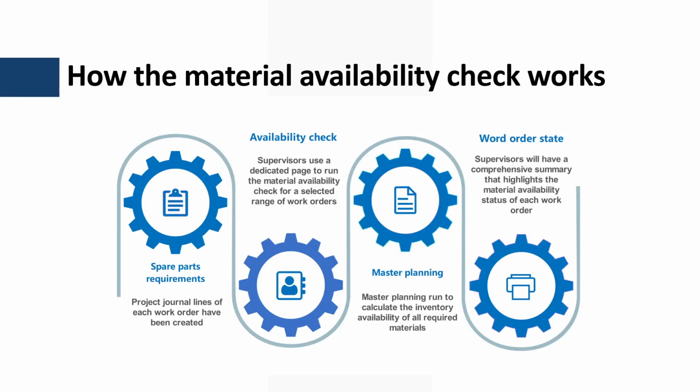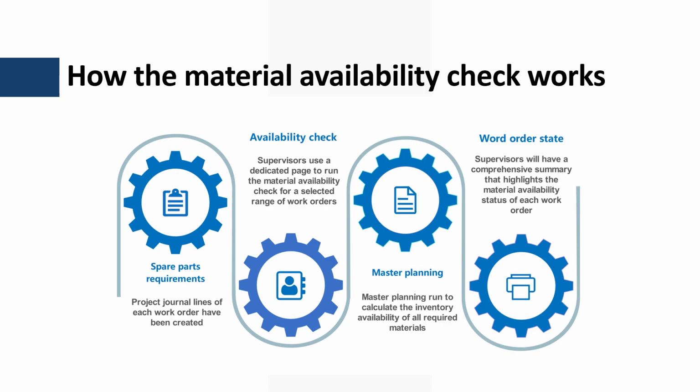The material availability check process starts upon identifying the required spare parts of the target work orders. This could be managed directly via the project item journals, or it could be managed by copying the forecast lines to the inventory journal lines. After that, the maintenance supervisors will have a dedicated form where they can perform material availability check of the maintenance work orders. The material availability check runs mainly by using the standard MRP engine.